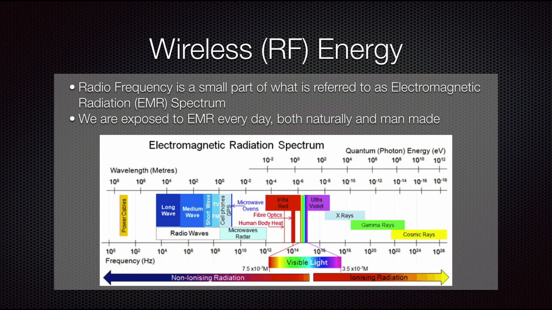So first of all, what really makes up wireless? Often you hear wireless, and it's basically radio frequency, RF. So what is that? Well, radio frequency is really a very small part of what is referred to as electromagnetic radiation, or EMR. And we are exposed to EMR every day. There's a natural version and there is a man-made version. Electromagnetic energy is all around us. In fact, if you look at the slide here, you'll notice that sunlight is electromagnetic energy. That is actually our strongest source of EMR every single day.